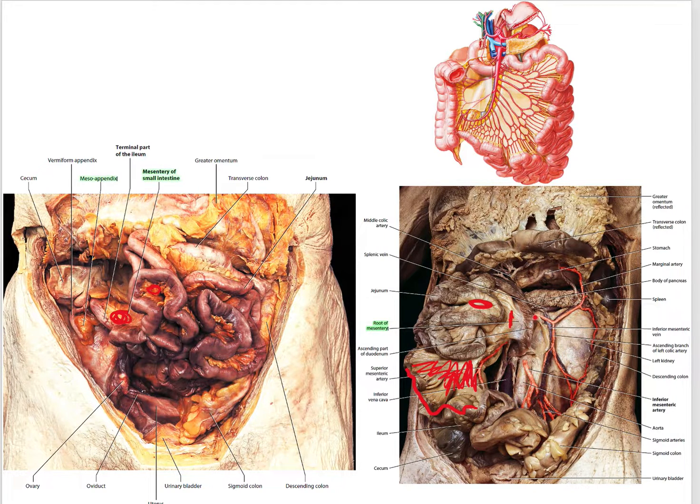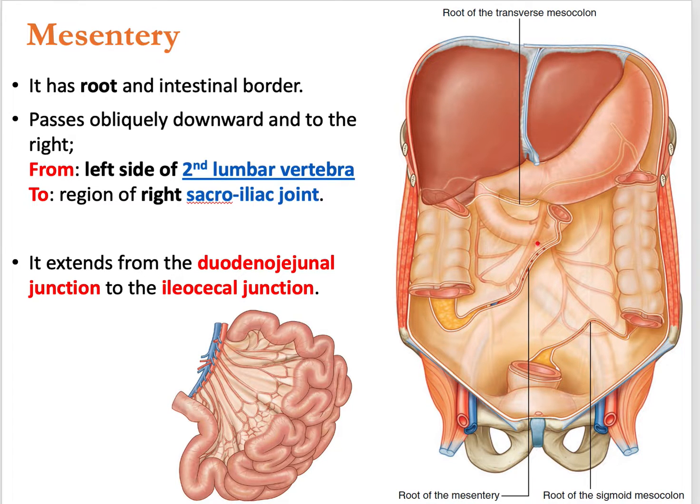Let us open it. You will find the blood vessels here, the arteries, veins, lymphatics, and fat. For the small intestine, I would just remind you that the root of the small intestine begins at the level of L2, on the left side of lumbar vertebra number 2. Why? Because this is the duodenojejunal flexure at the level of L2. It goes to the right obliquely until it reaches the ileocecal junction, where the ileum connects to the large intestine.